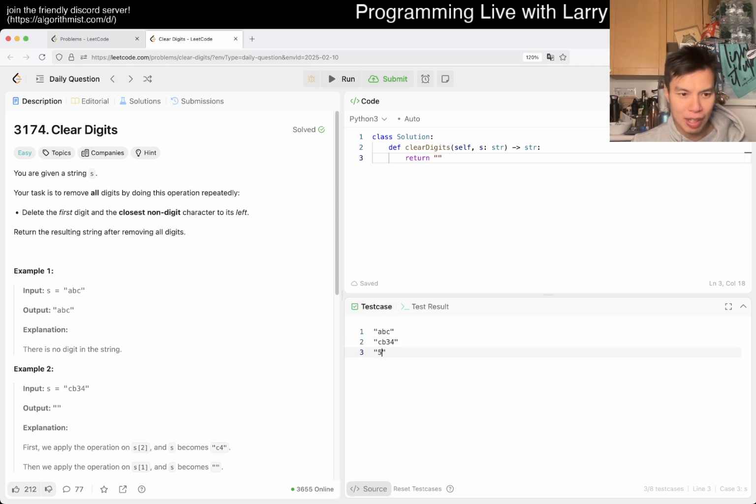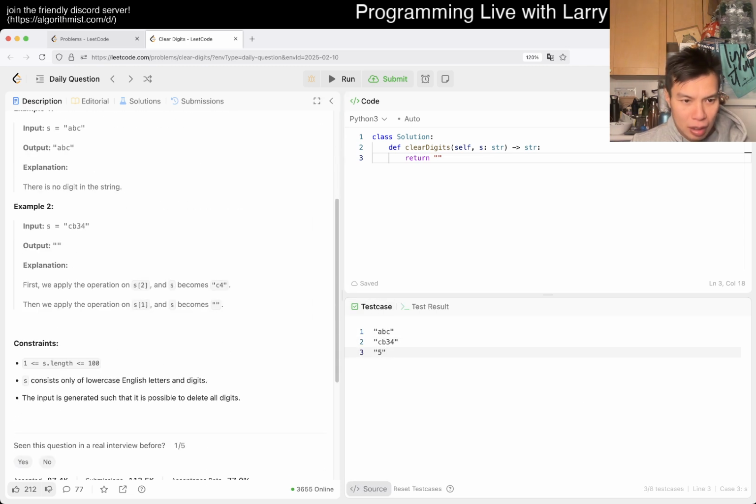Like, if we just have 5. Oh, okay, never mind. The constraint said that there isn't. So okay, ignore that. Oops, I locked my computer up.